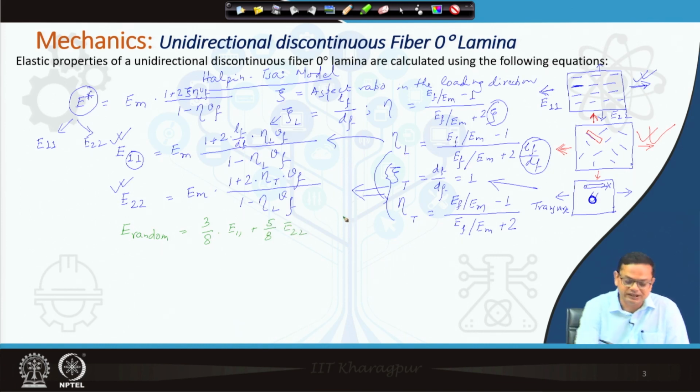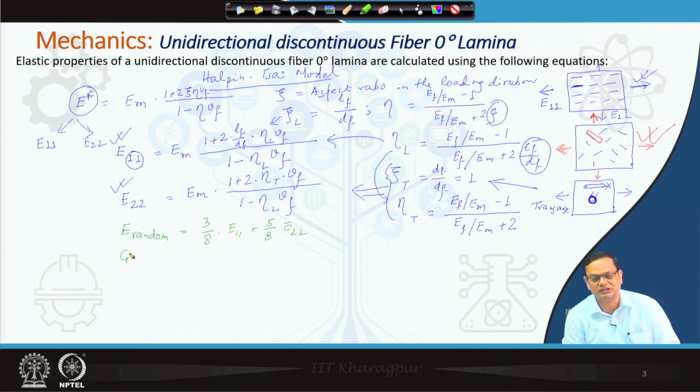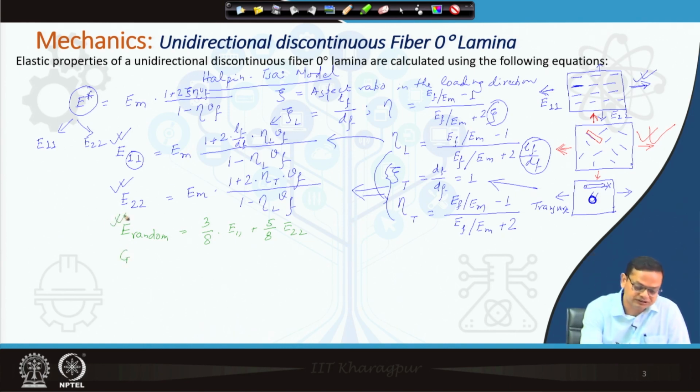Similarly, you can get the value of G random, which is basically the shear modulus. So this is the elastic modulus, and then we are talking about the shear modulus G random, and that will be equal to 1 over 8 E11 plus 1 over 4 multiplied by E22.